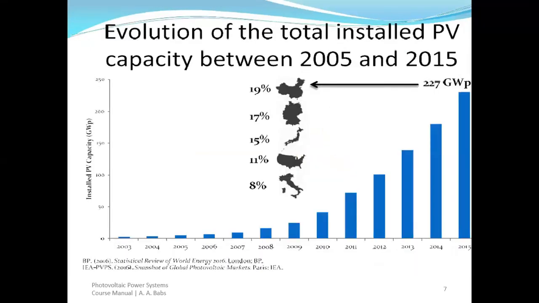Okay. This particular slide is just talking about the evolution of total installed PV capacity between 2005 and 2015. And it's actually part of the first slide. And then they calculated the percentage of increase over the years, okay, and in various regions.